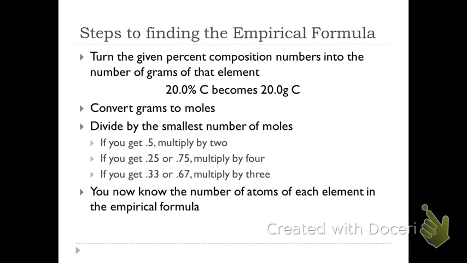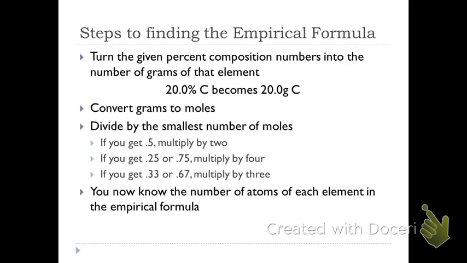When you want to find the empirical formula, there are a lot of steps. The first thing you need to do is turn the given percent composition data into grams of that element. That's nothing more than saying if it's 20% C, we're going to assume we have 100 grams of that compound, like I talked about earlier. So automatically you have 20 grams of carbon.